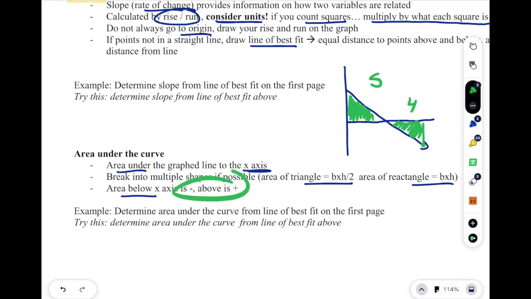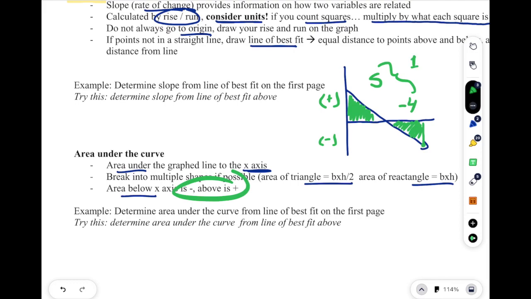As it says here, below is going to be negative, and above is positive. So that would actually be negative 4, because it's in the negative section of the graph. This one's in the positive. So with a 5 and negative 4, the total area under the curve would be just 1.